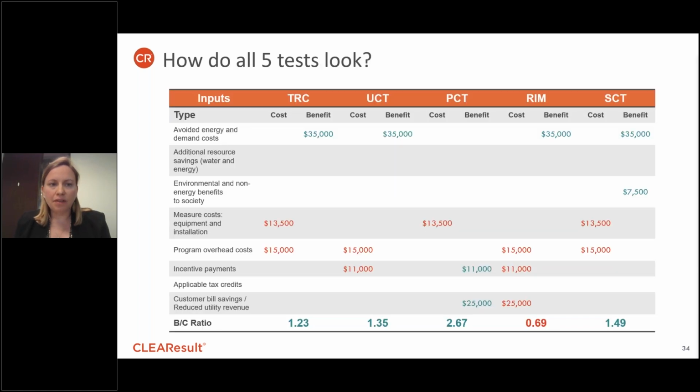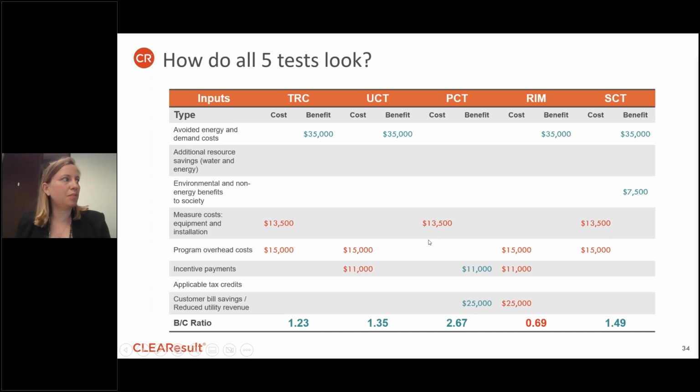Now, let's say we want to look at it across all 5. So we already looked at the TRC, we already looked at the UCT, but for the participant cost test, what does that look like? So we see that the only cost we're really looking at there is the cost to actually install the equipment. So that $13,500 reflects what it would cost to install 100 smart thermostats.